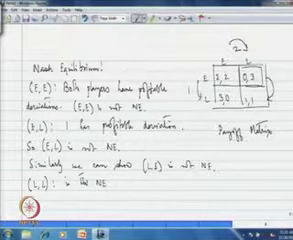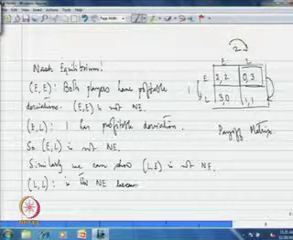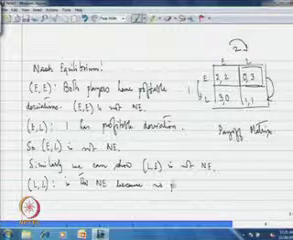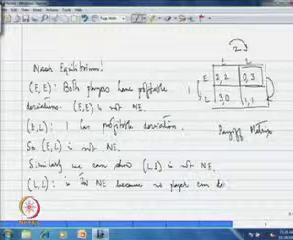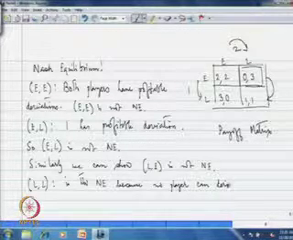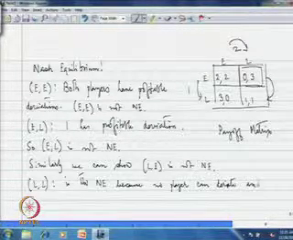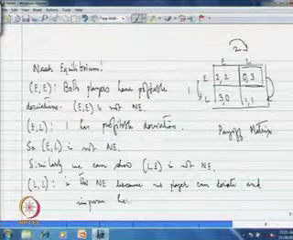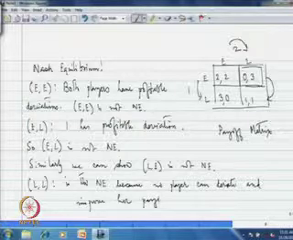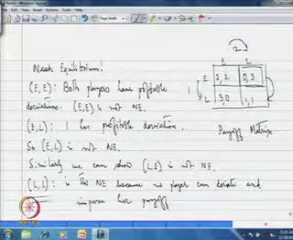because no player can deviate and improve her payoff. So, this is the only Nash equilibrium.